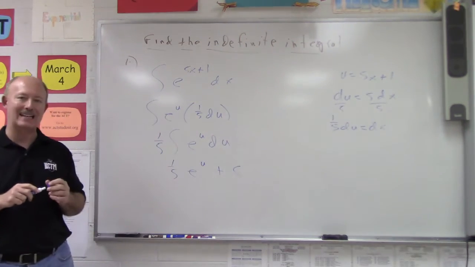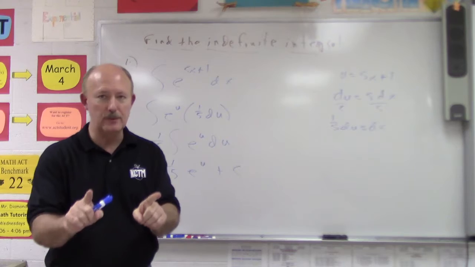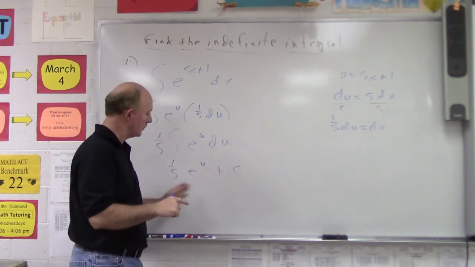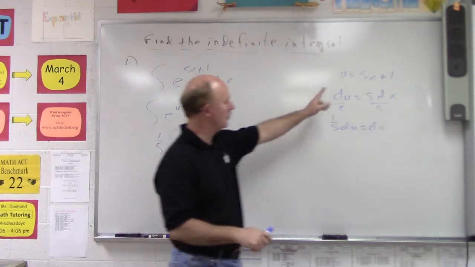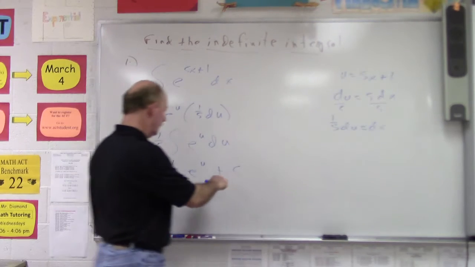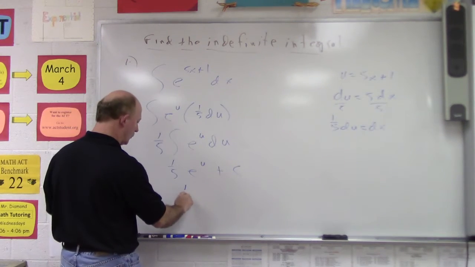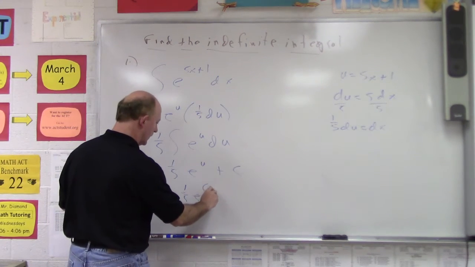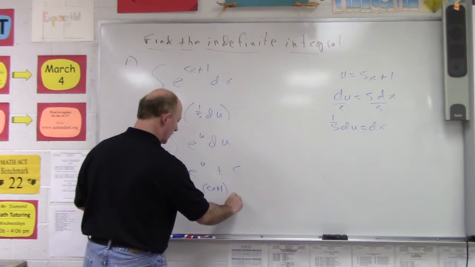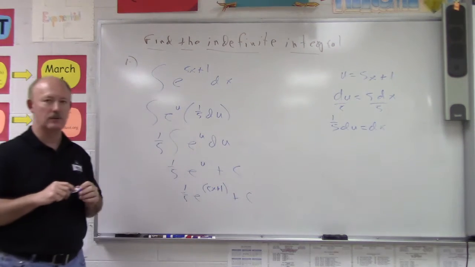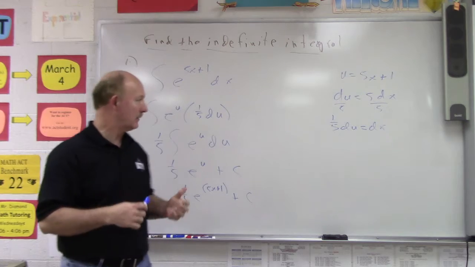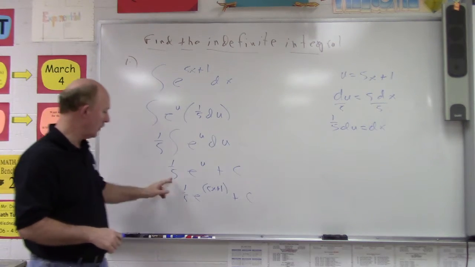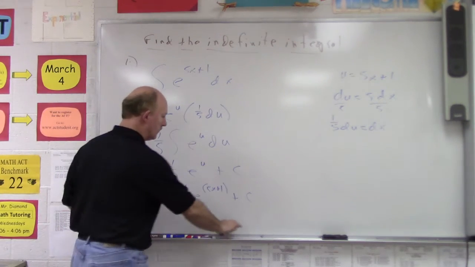So that is our antiderivative in terms of u. Now we need to convert back into terms of x. So let's go ahead and take the 5x plus 1, substitute it back into our answer here. It gives us 1/5 e to the 5x plus 1 plus our constant of integration. And that's our indefinite integral. So 1/5 e to the 5x plus 1 plus c.